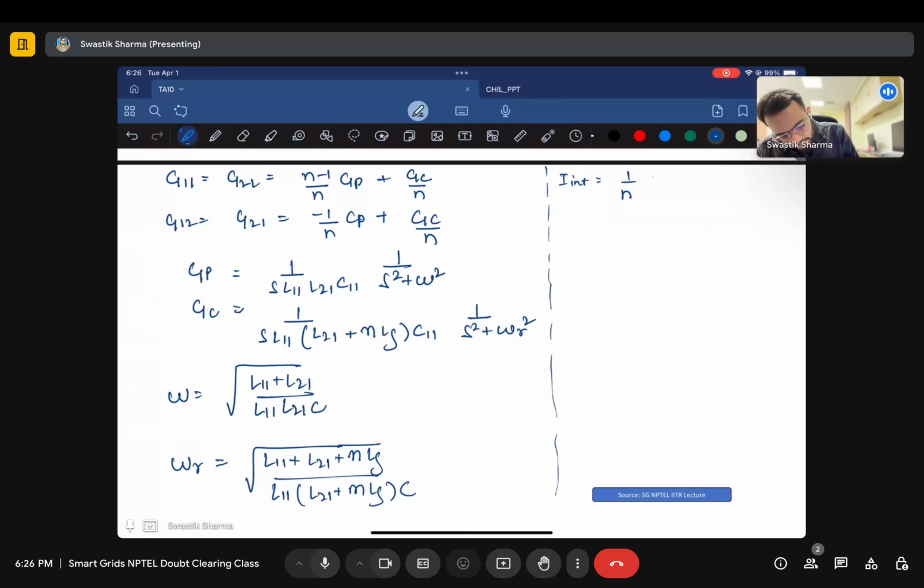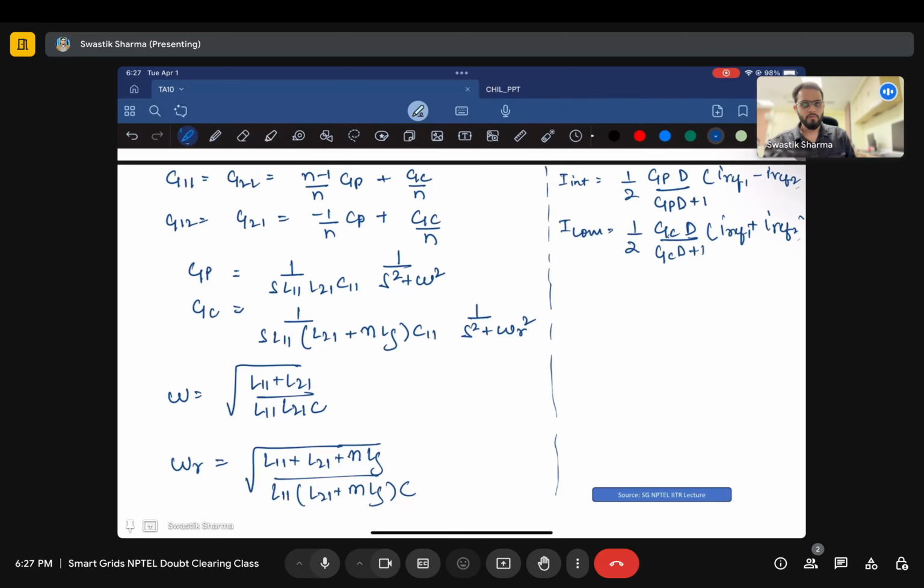So what is this? 1 upon n GP times D upon GP D plus 1, and this is I ref 1 minus I ref 2 for a two parallel connected inverter. So this will be half minus I ref 2, and I common will be 1 upon 2 GCD because it's going to the grid side. GCD plus 1 I ref 1, it will be algebraic sum because you are taking both of them into account.